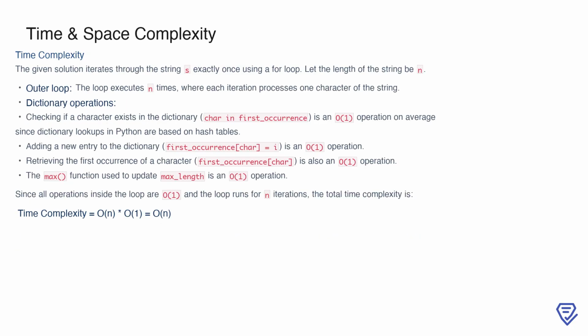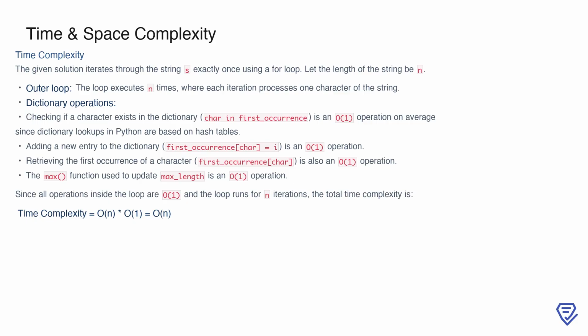The time complexity of this solution is determined by the single for loop that iterates through the string s. If the length of the string is n, the loop runs exactly n times, processing one character per iteration. Inside the loop, we perform dictionary operations that include checking if a character exists, adding new entries, and retrieving values. All of these operations are constant time, or O(1), on average because dictionaries in Python use hash tables.